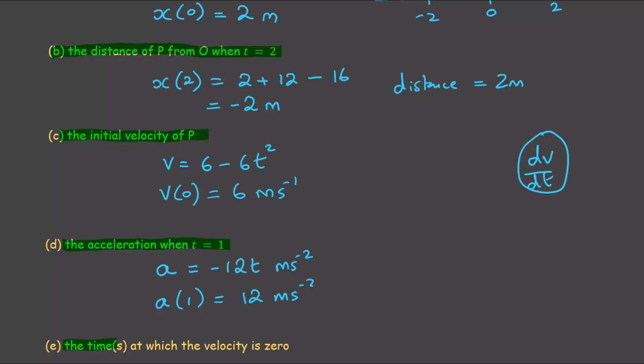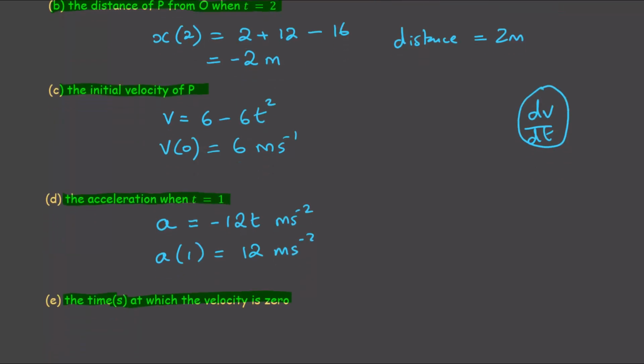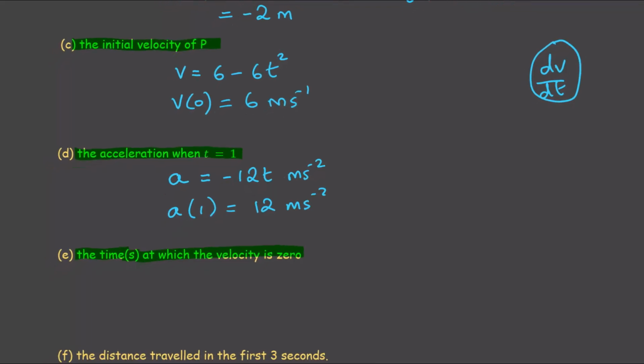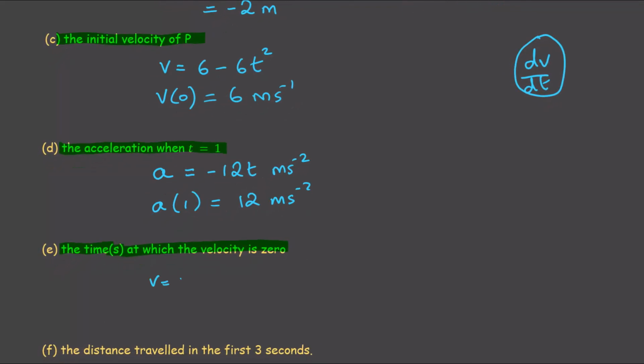Then we're asked for the time or times at which the velocity is 0. So let's put v equal to 0. That means 6 minus 6t squared is equal to 0, because that is the expression for velocity. That gives me 6t squared is equal to 6, so t squared is equal to 1. So t is equal to plus or minus 1. But usually we start at t equals 0, so it is just when t is 1 second.